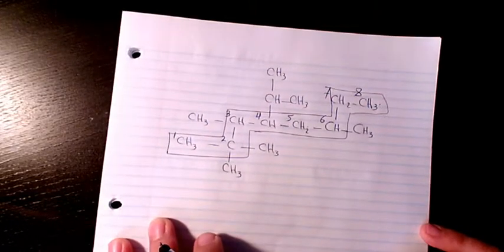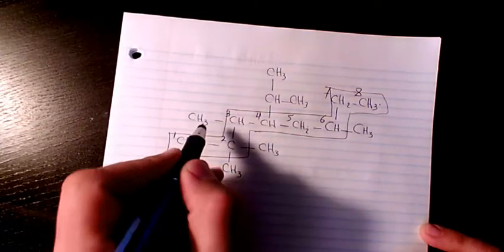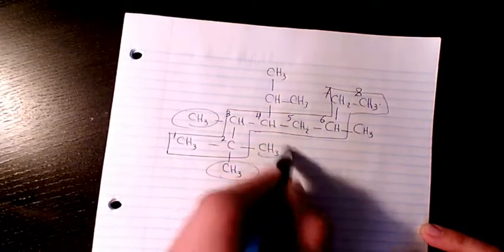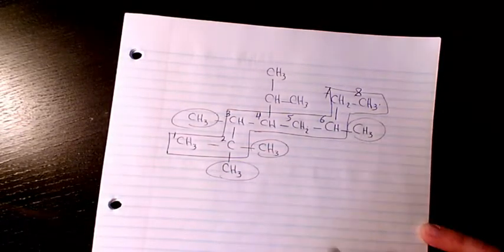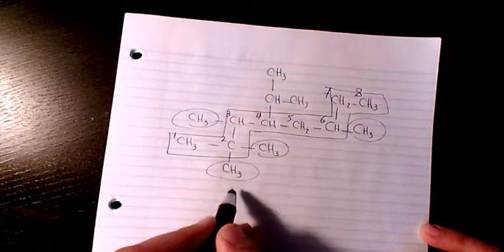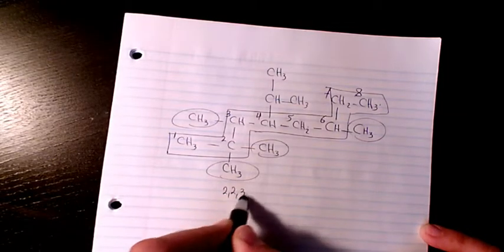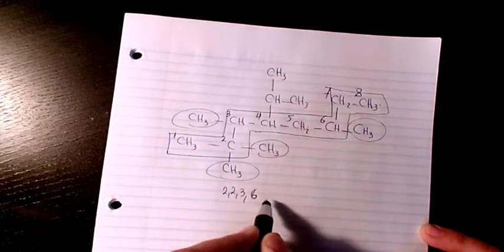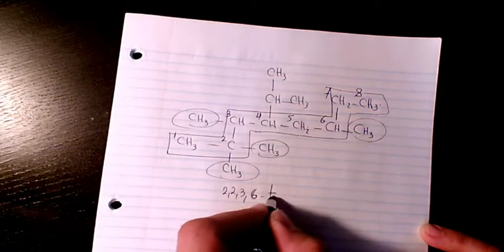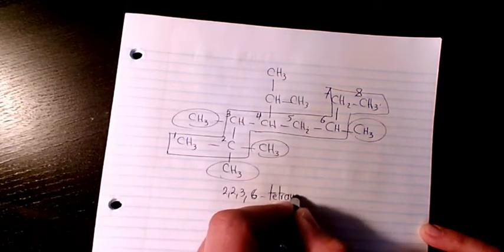So let's see what are the alkyl groups we have. We have a methyl group here, methyl group here, methyl group here, and methyl group here. So we have 4 methyl groups. So basically it's going to be 2 and 2, 3 and 6, and then we need to write the number of them, tetramethyl.